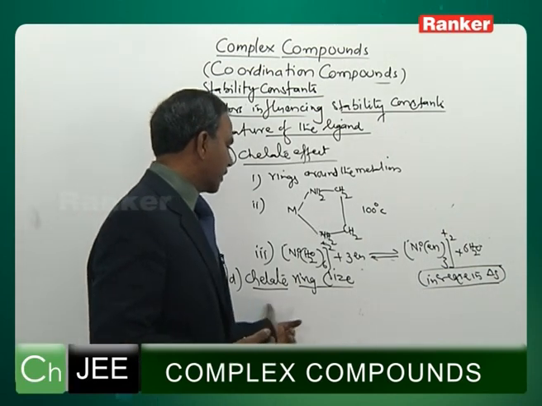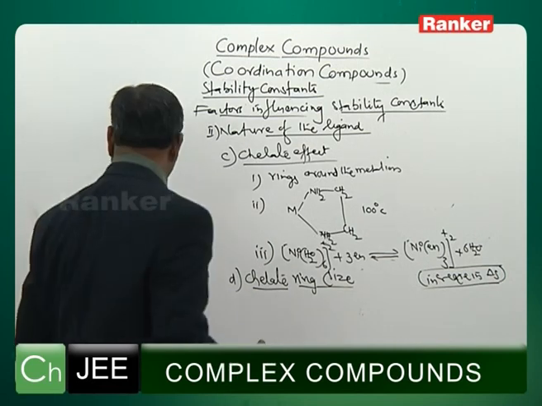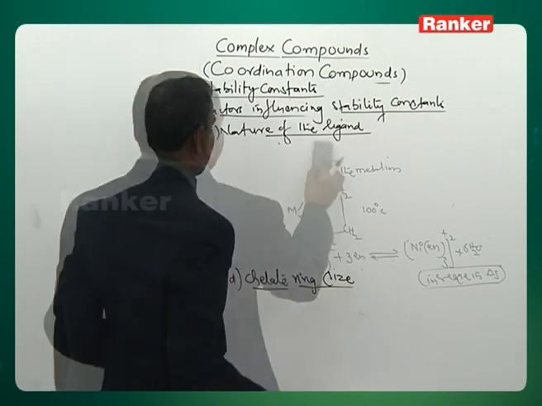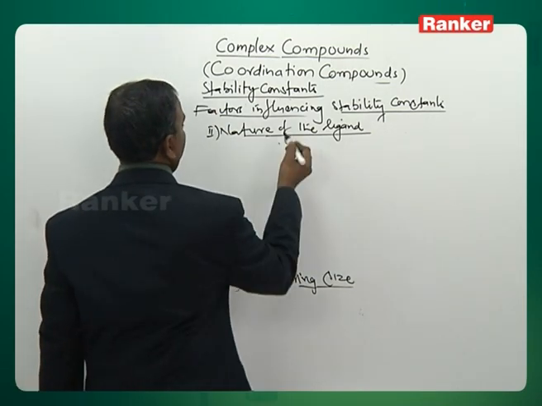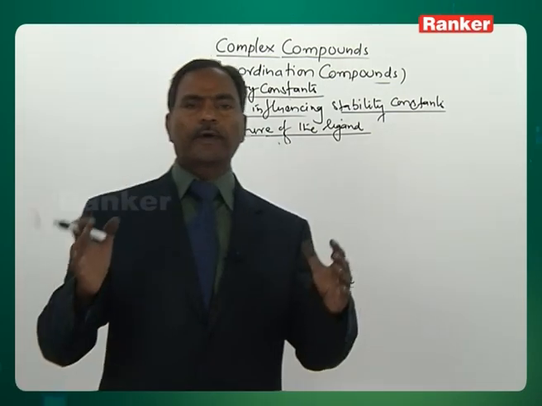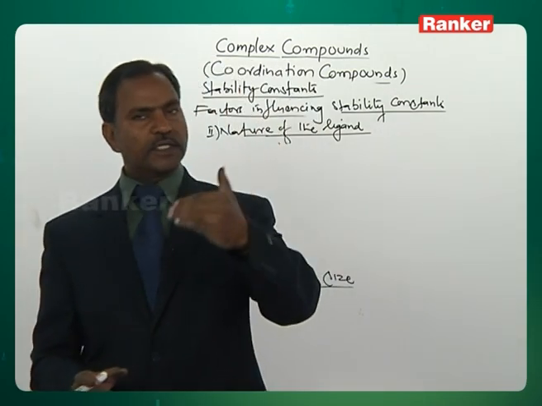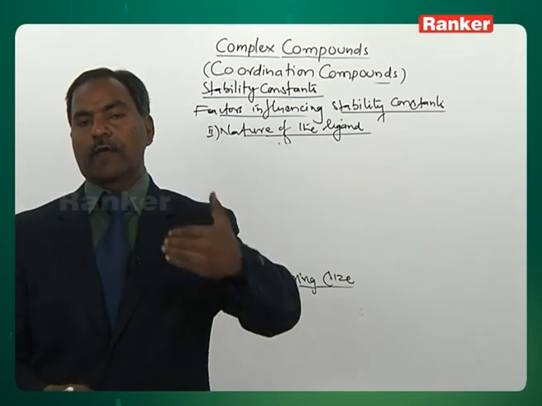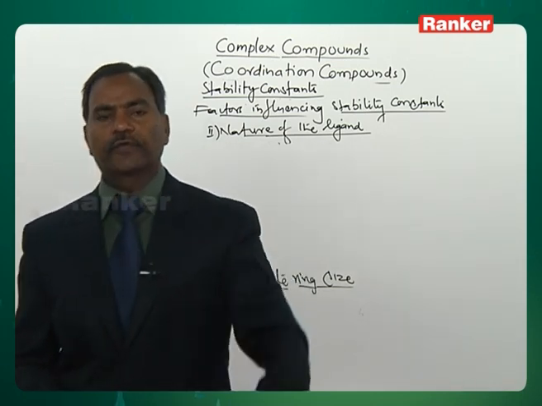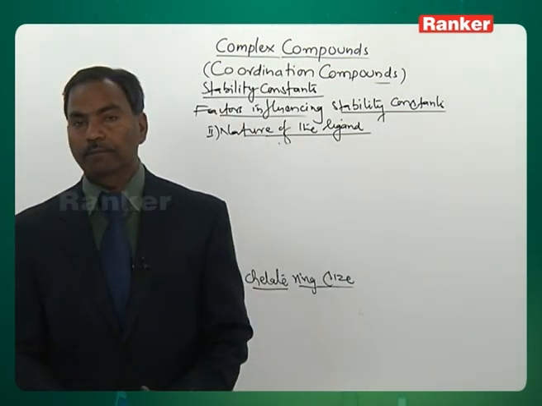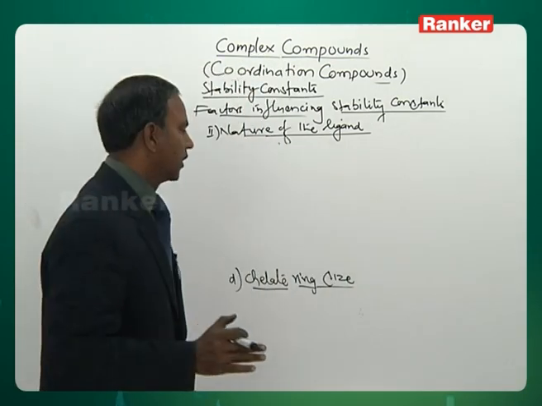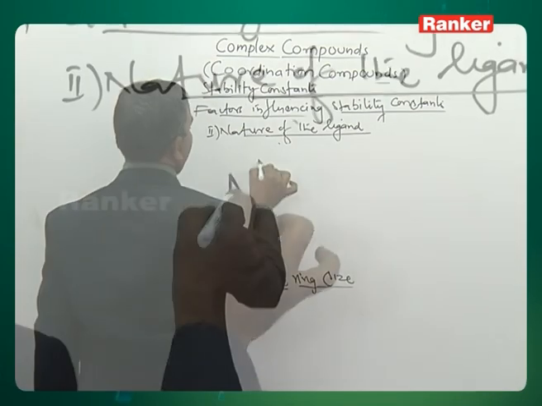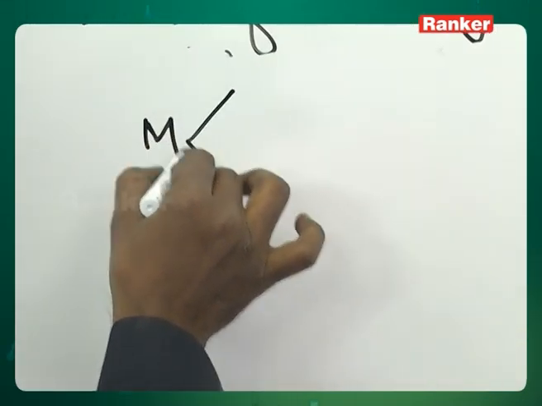Coming to the next, chelate ring size. In general, a 5-membered chelate ring is more stable than a 6-membered chelate ring, provided the chelate rings are saturated. Now, suppose you are taking the M(en) complex, M ethylenediamine.